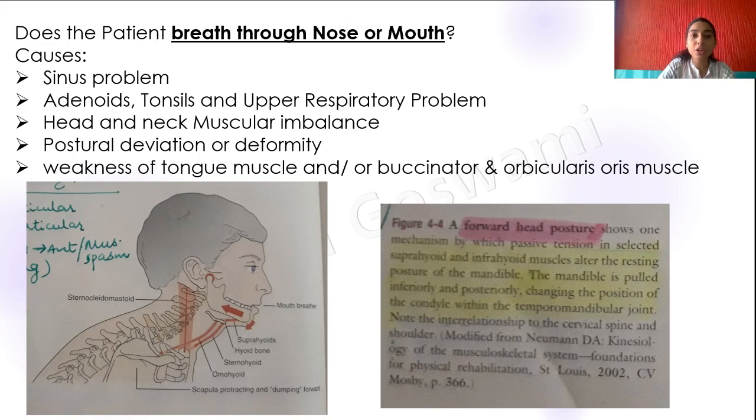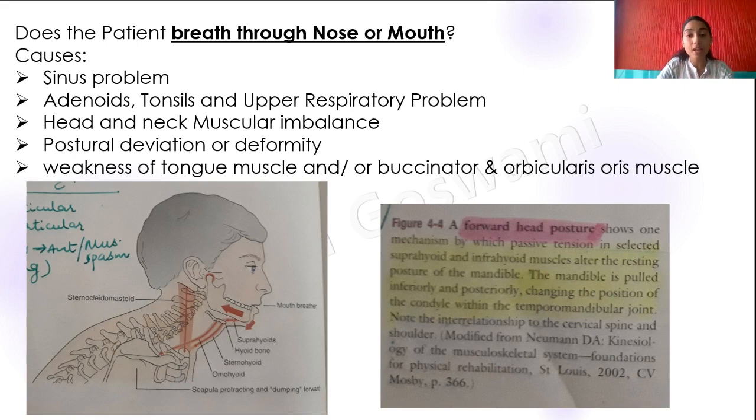Then check whether the patient breathes through the nose or the mouth. Causes may be sinus problems, adenoids, tonsils and upper respiratory problems, head and neck muscular imbalance, postural deviation or deformity. Here in the picture, they are showing how forward head posture leads to muscular imbalance and how it will affect the temporomandibular joint function. Like it increases the stress and that will lead to TM joint dysfunctions. So it is important to rule out these factors.